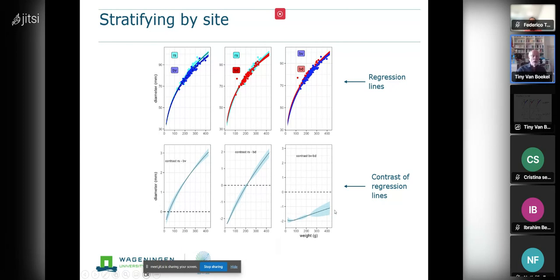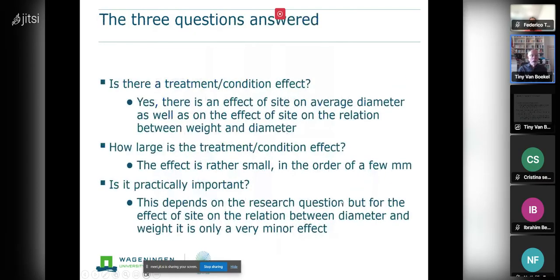So once again, this is a way in which you can do contrast analysis to unravel the effects of different factors on a relation you want to investigate. So doing this kind of analysis gives answers to the three questions that we have. Is there a treatment effect, in this case of site? And the conclusion is yes, there is an effect of site on the average diameter. And there is also an effect of site on the relation between weight and diameter, because otherwise the contrast of the regression lines should be zero.